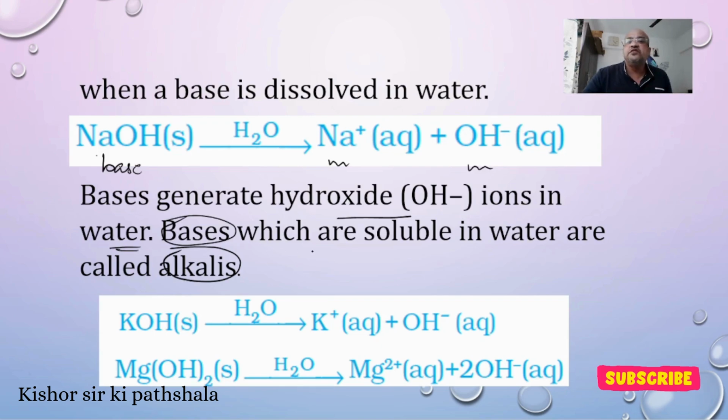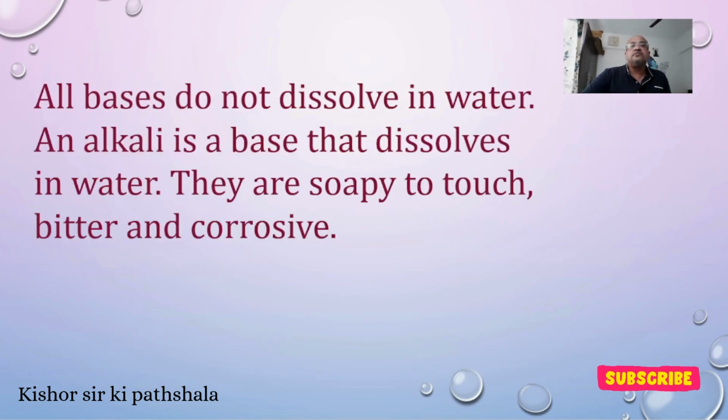And the bases which are soluble in water are called alkalis. Here you see that potassium hydroxide dissociates into K plus ion and OH minus ion. Magnesium hydroxide is dissociated into Mg 2 plus and OH minus ions. So all bases do not dissolve in water, but an alkali is a base that dissolves in water.